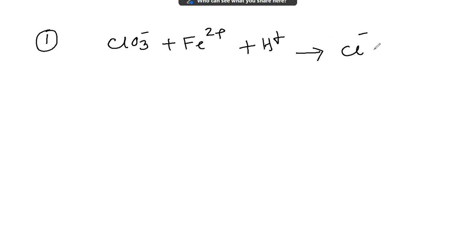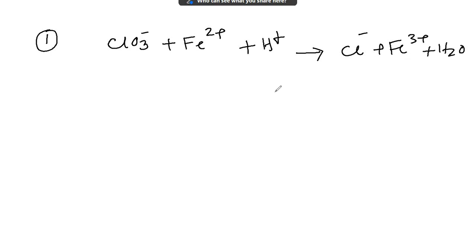The first equation is given as ClO3 minus plus Fe2 plus, with H plus, which means it is acidic medium. In this process, Fe2 plus is oxidized to Fe3 plus, and ClO3 minus changes to Cl minus. On the right hand side, write this way: Cl minus plus Fe3 plus water.